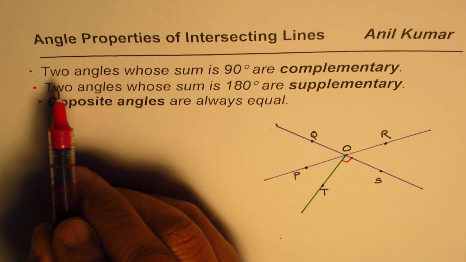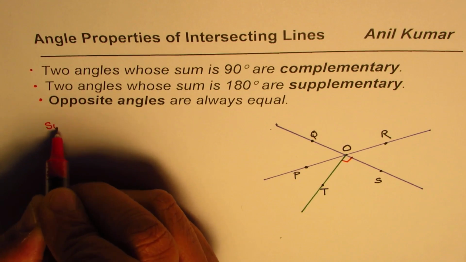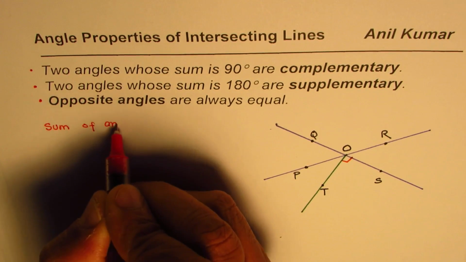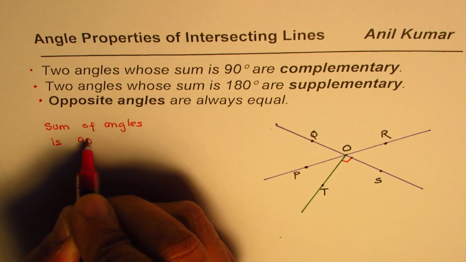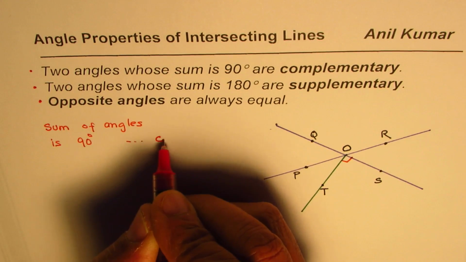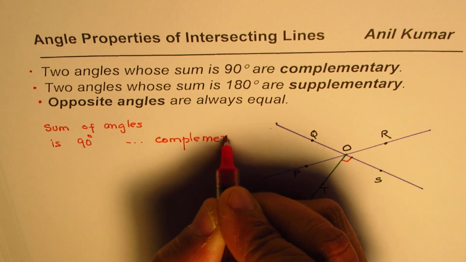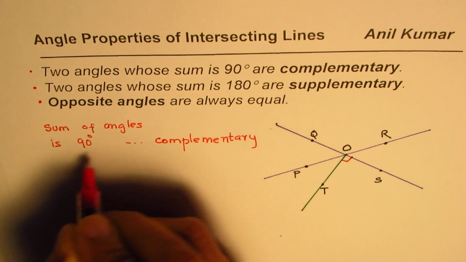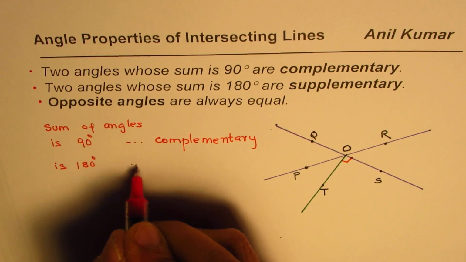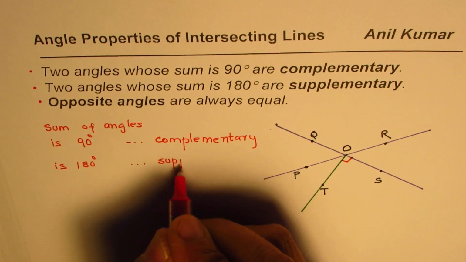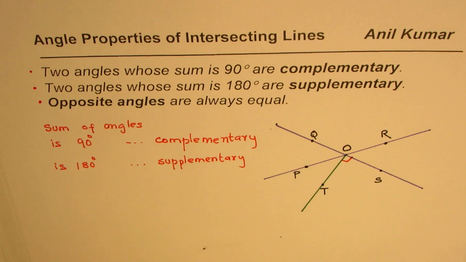Now here is a correction. It could be two or more angles, but what we are trying to say is if the sum of angles is 90 degrees, then we call it complementary angles, right? So that is what it is. So it could be more than two also, but the sum is 90 degrees. If the sum of angles is 180 degrees, then we call it supplementary angles. Okay, so that is how we normally say what are complementary and what are supplementary angles.